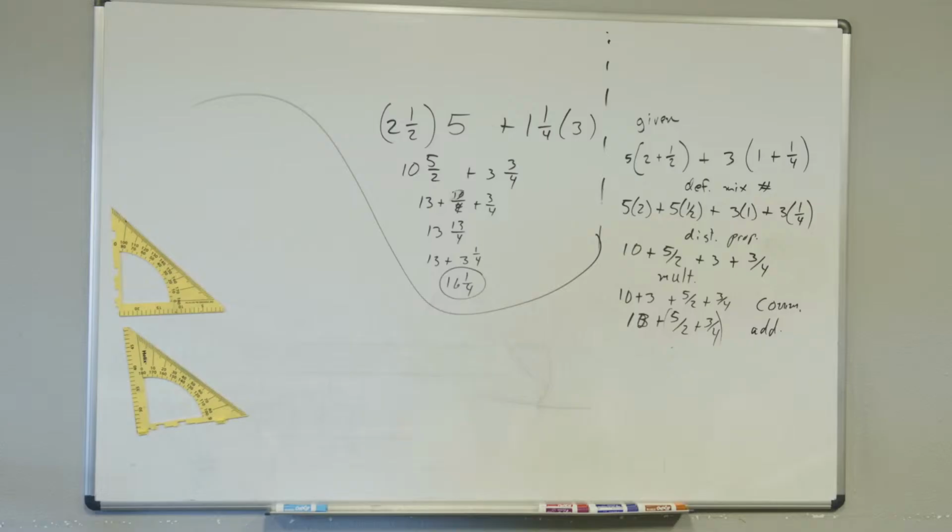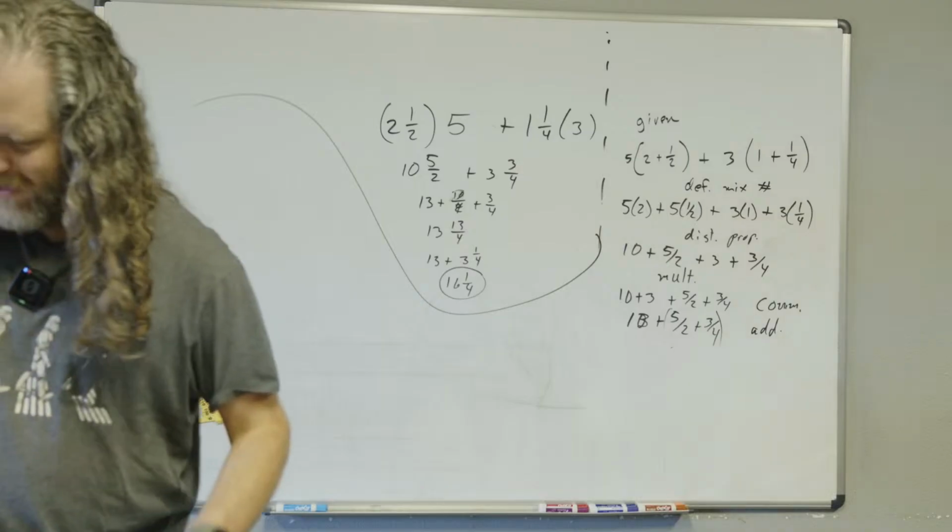Oh, good. I was looking at the wrong problem. I was like, how did they get 14 and a half? And then I realized I was looking at 50b. Yeah.